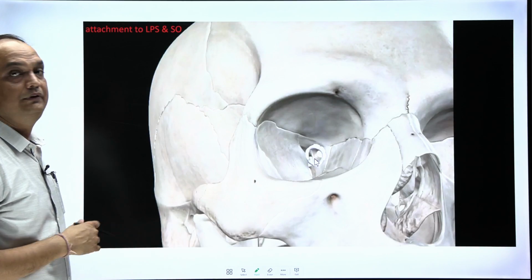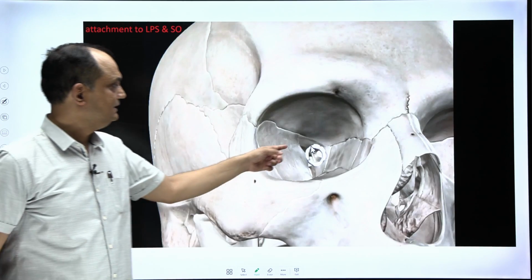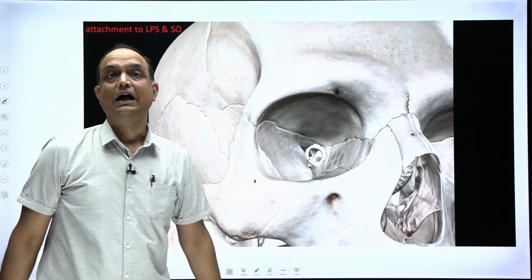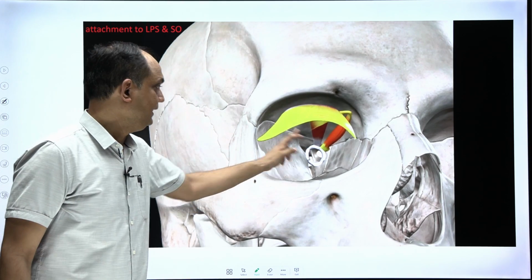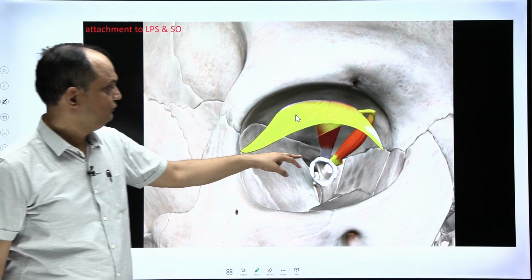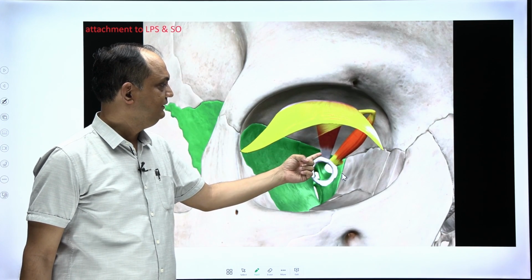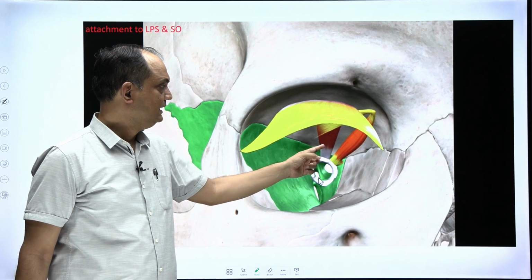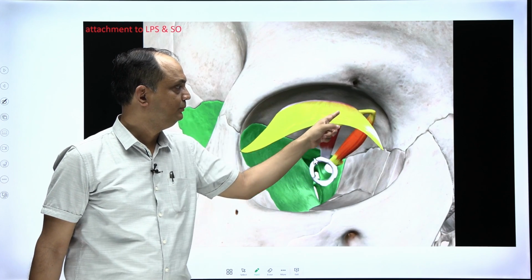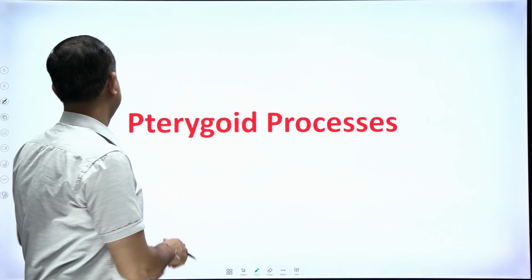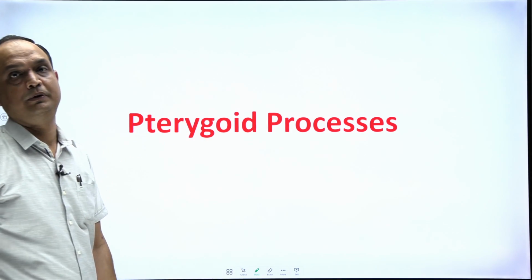Now in this video clip you can see that this is the ring of Zinn, which is also enclosing the optic canal. Along with this ring, you can see that this inferior surface is providing origin to these two muscles: one is levator palpebrae superioris, and more medially this is the superior oblique muscle. Clear? Now we will move to the next part, the pterygoid process.